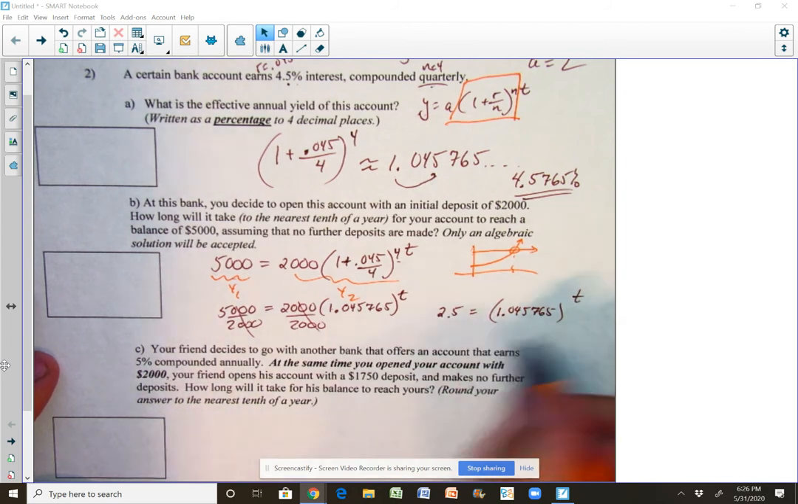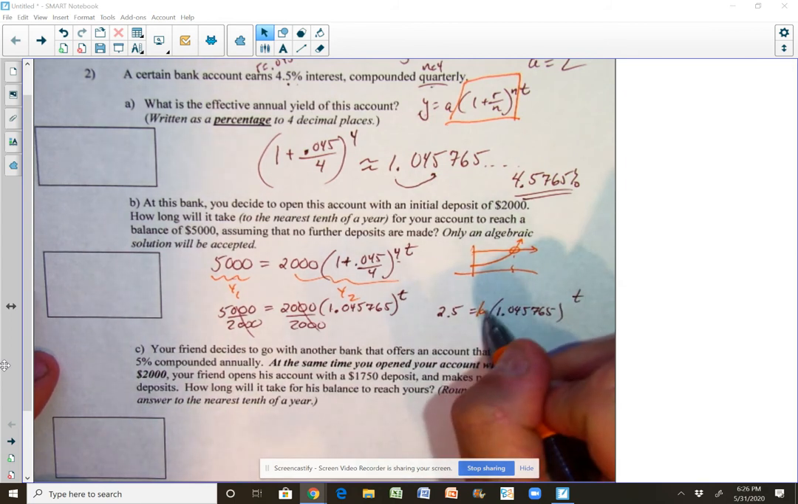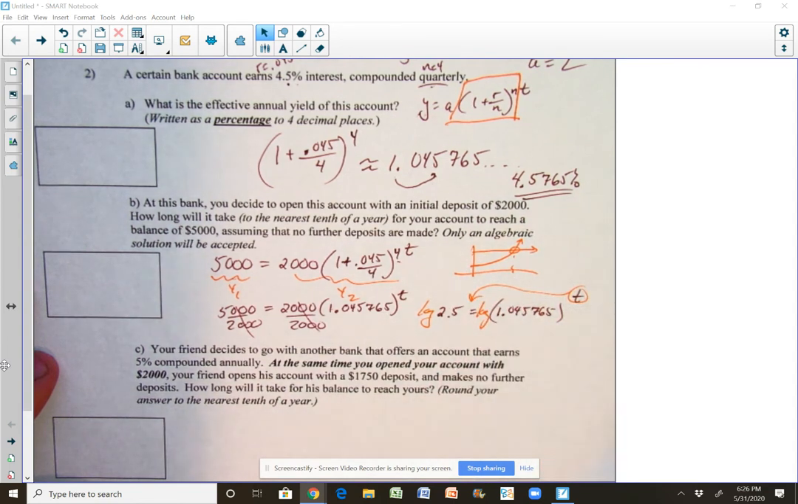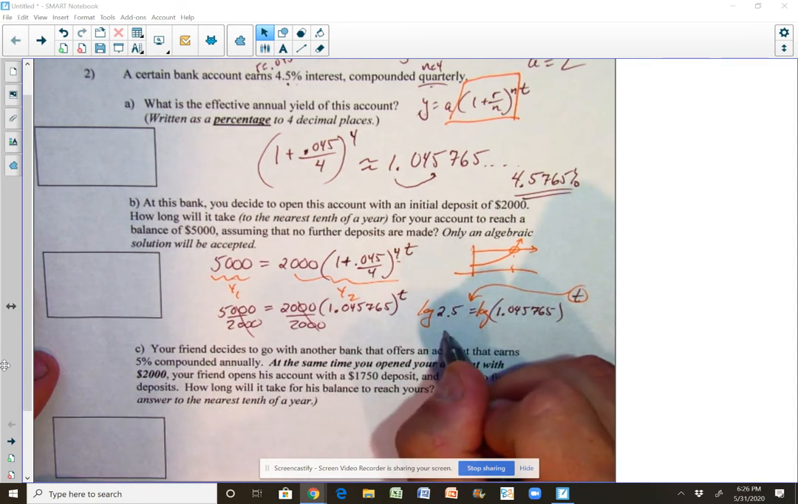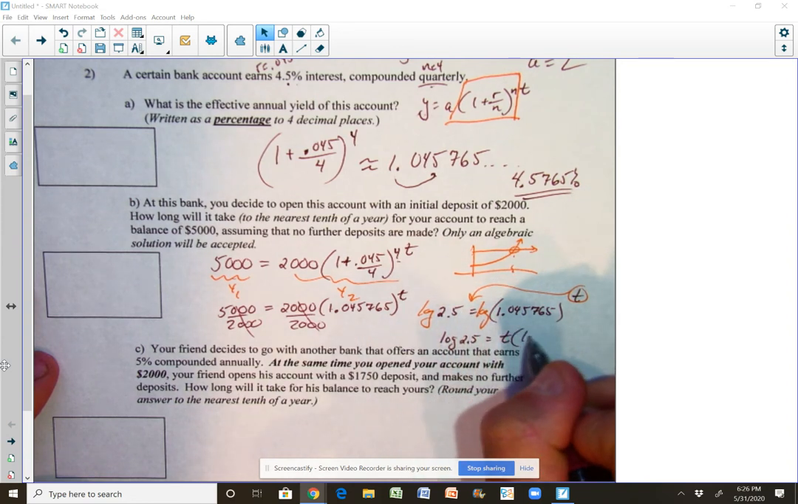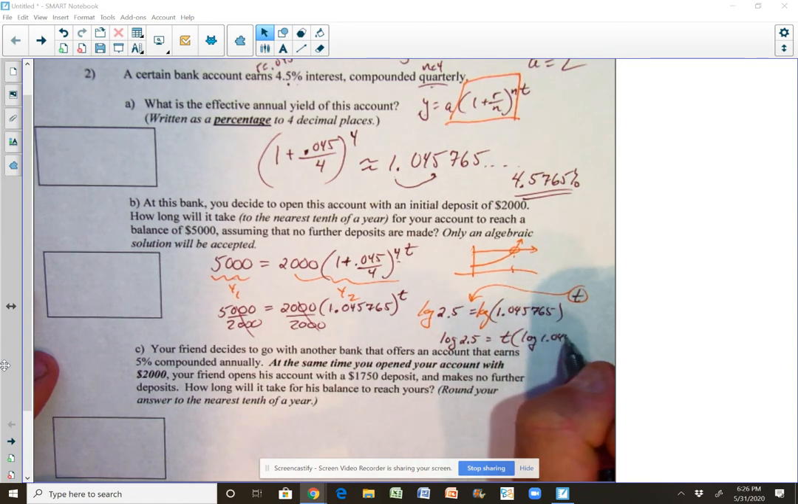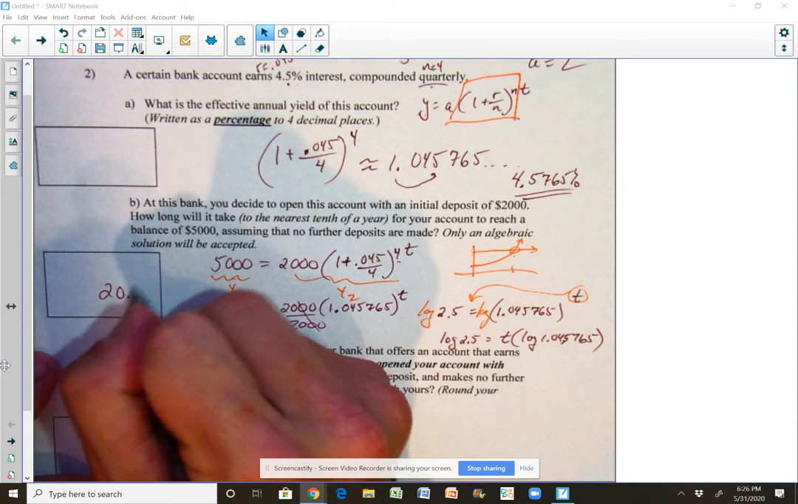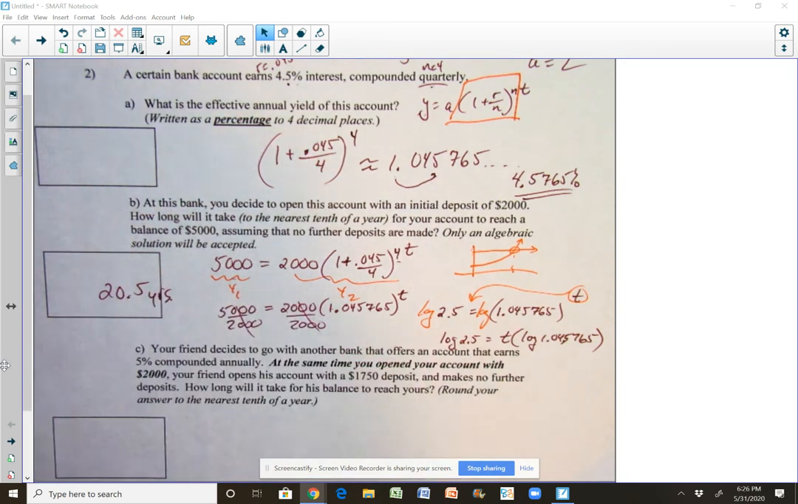And at this point, since it's just a simple exponential, we can put in a log on both sides. And then this t would go out in front. So we have now the log of 2.5 is equal to t times the log of 1.045765. Last step is to divide that over, and you have your t value. Comes out to be about 20 and a half years. Okay, rounded to nearest tenth.